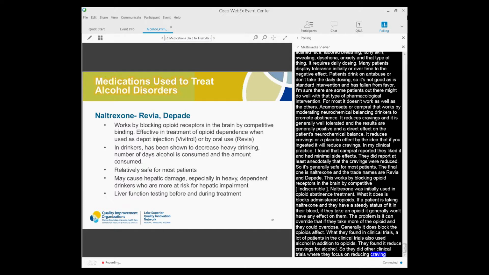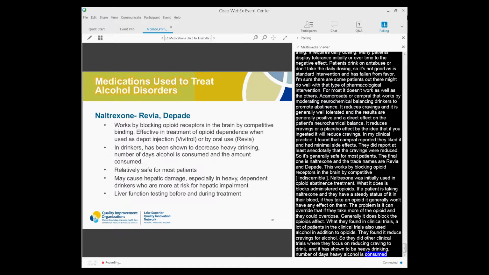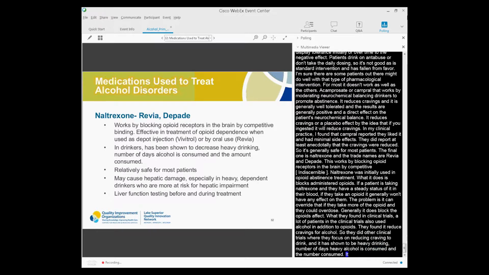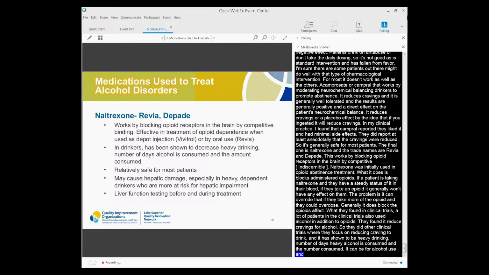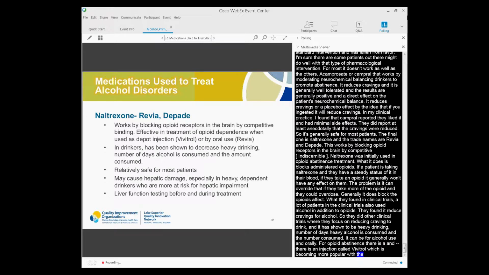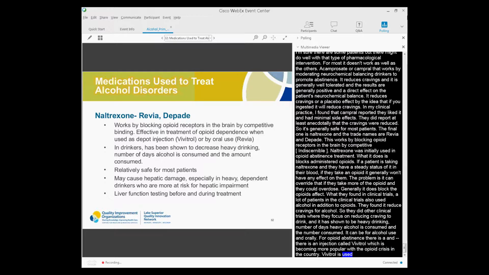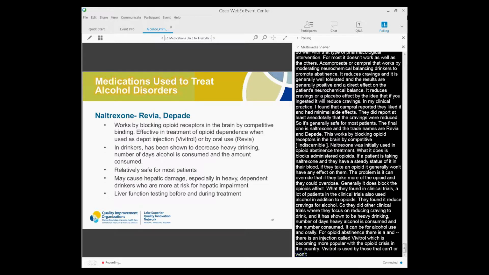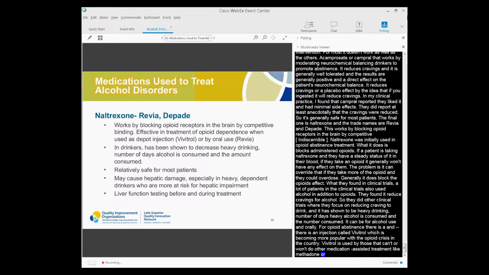For opioid abstinence, there is a depot injection called Vivitrol that is becoming more popular now with the opioid crisis, well, according to Donald Trump an emergency now in the country. Vivitrol is used by those that can't or don't want to do other medication-assisted treatment like methadone or buprenorphine. So Vivitrol is given for that. But in treating alcohol disorders, it is used orally.